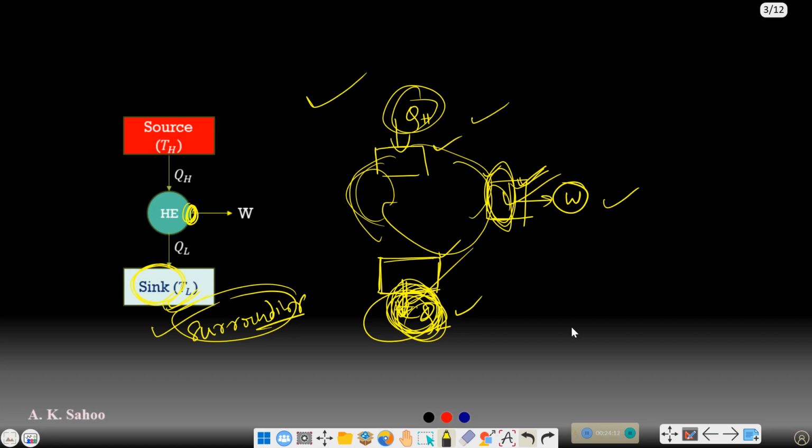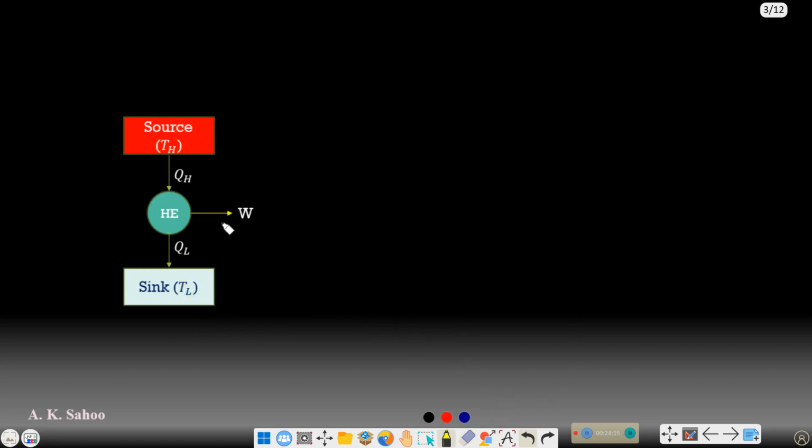Let me revise again what I have told you. If I want to produce some amount of work, then I should give some amount of heat to this particular device, and some amount of heat must be rejected from it. In case of an external combustion engine, the work interaction and the heat interaction will be done separately. That means combustion will be done separately from the device where we are getting the work as output. Combustion cannot happen at that particular device where we get work.